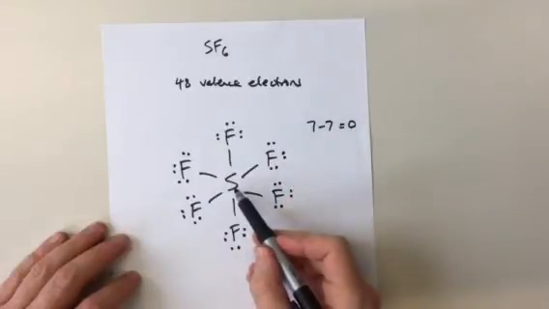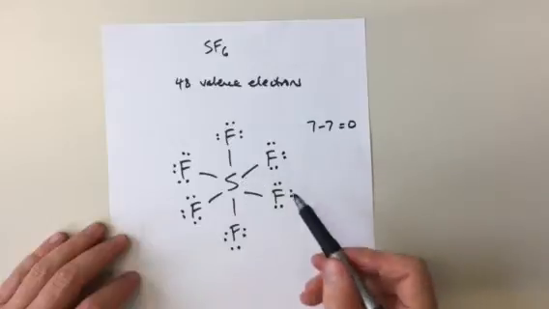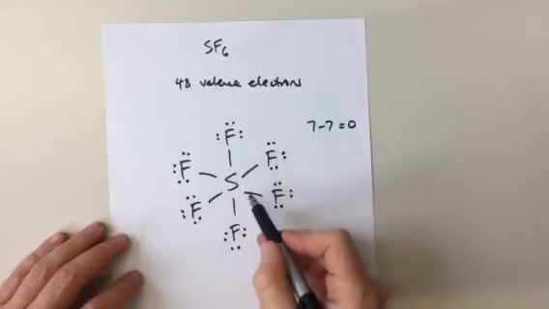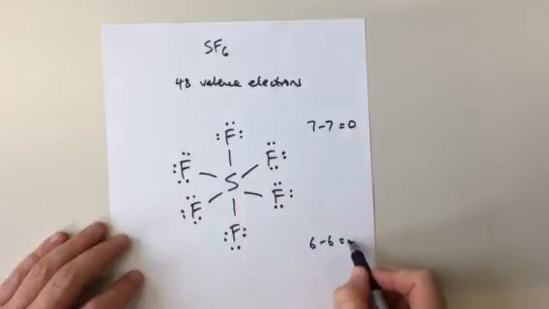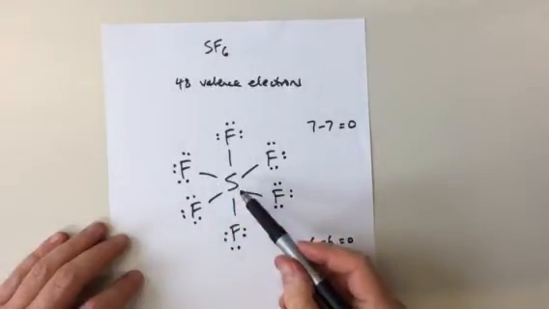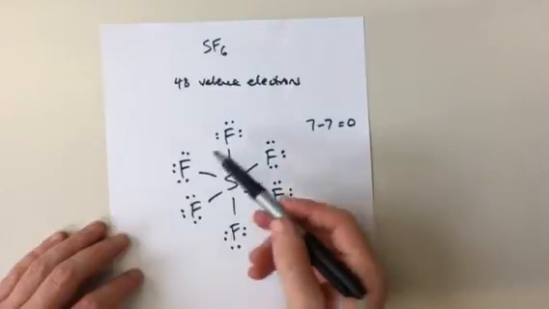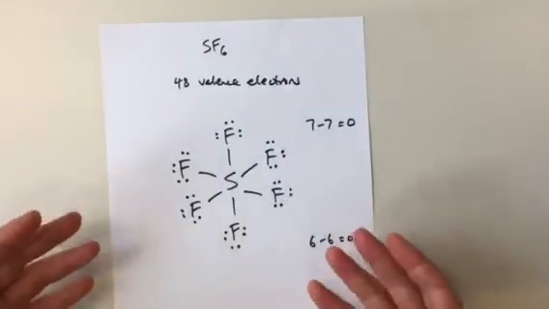Now let's consider the sulfur. The sulfur has a valency of 6, and the number of electrons that belong to it in this structure is 1, 2, 3, 4, 5, 6. So the sulfur in this structure also has a formal charge of 0. So all the atoms here have a formal charge of 0, and so that's telling us that this is the final correct Lewis structure.